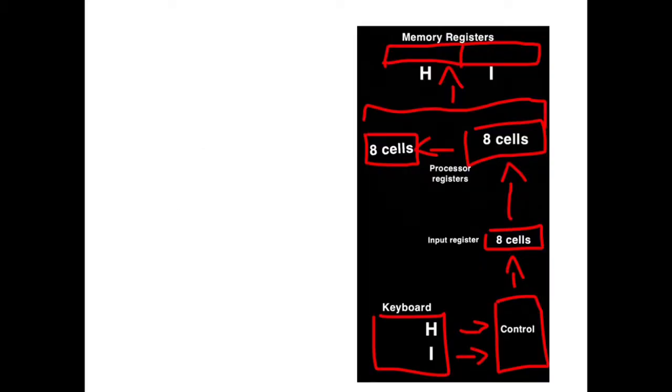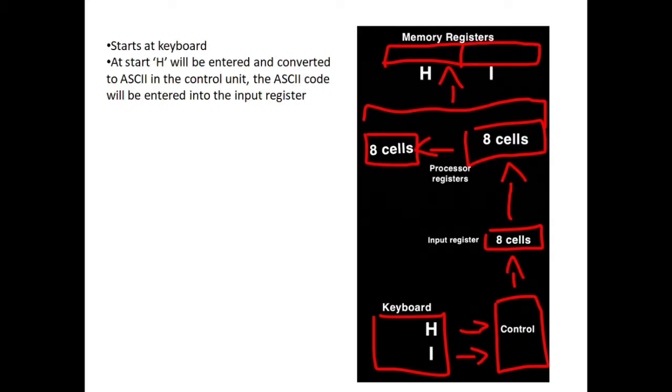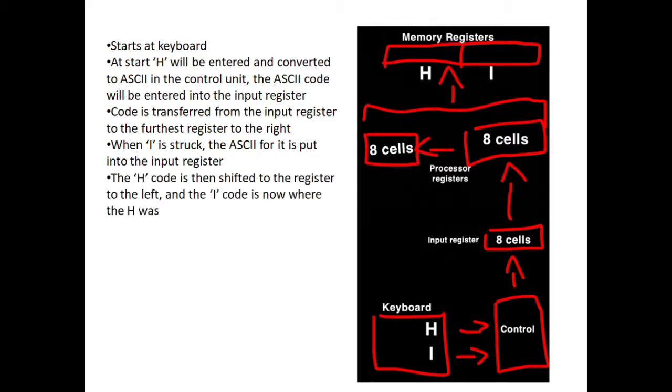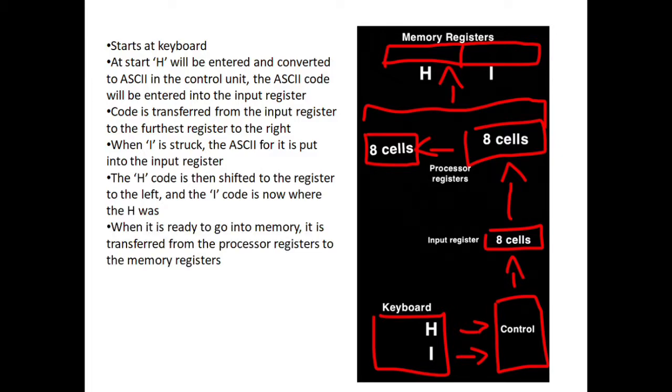This diagram here shows the word hi being stored in memory. It starts at the keyboard. H will be pressed, changed to ASCII, and be put into the input register. From there, it will be transferred to the processor register furthest to the right. When I is then struck, the ASCII code goes into the input register. The H code is then shifted to the left to make room for the I code. These will then be transferred to the memory registers.